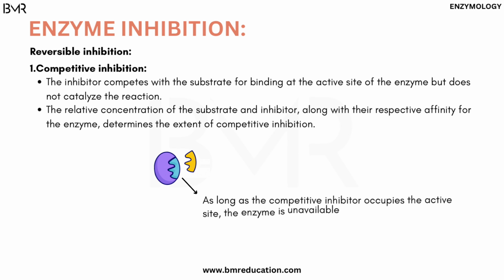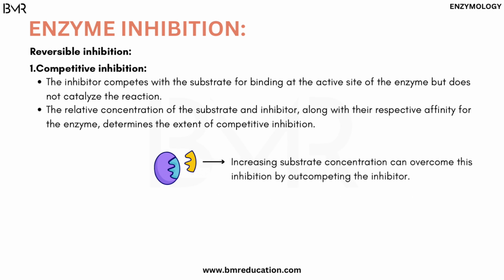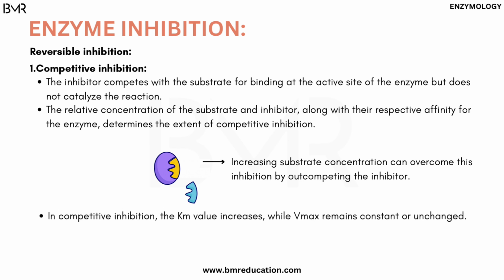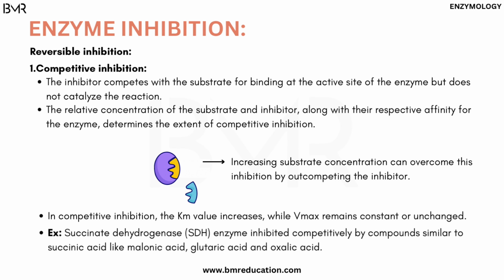As long as the competitive inhibitor occupies the active site, the enzyme is unavailable for the substrate to bind. Increasing substrate concentration can overcome this inhibition by outcompeting the inhibitor. In competitive inhibition, the Michaelis constant value increases while Vmax remains unchanged. For example, succinate dehydrogenase enzyme is inhibited competitively by compounds similar to succinic acid like malonic acid, glutaric acid, and oxalic acid.